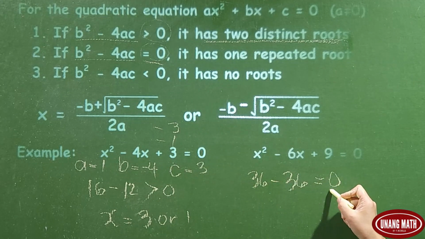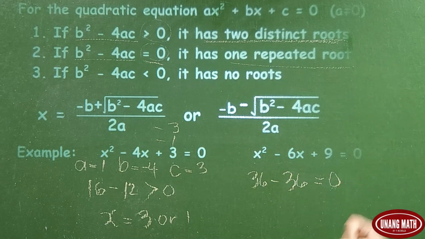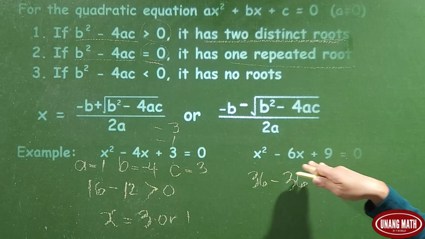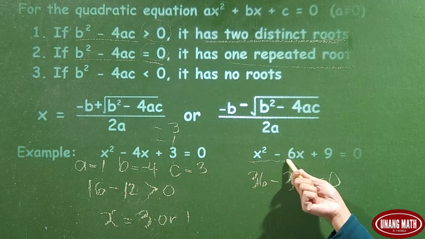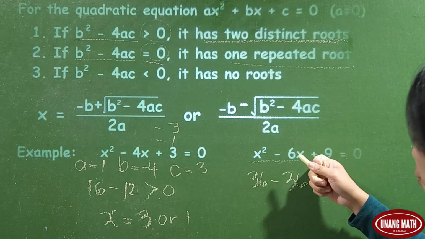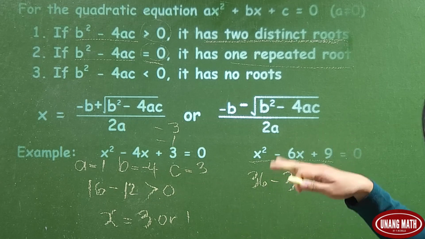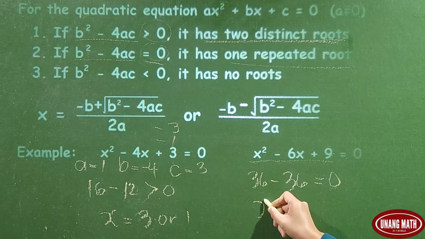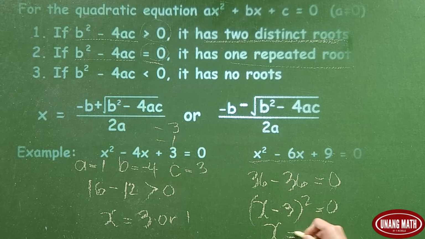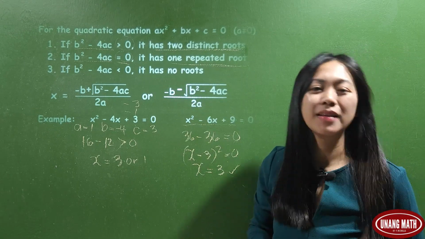And if the discriminant is equal to 0, then this quadratic equation has one repeated root. So if this has one repeated root, then we say that this expression is a perfect square trinomial. So negative 6 divided by 2 is negative 3. Negative 3 squared is positive 9. So this is x minus 3 squared is 0. So x is 3 and this value is a repeated solution.